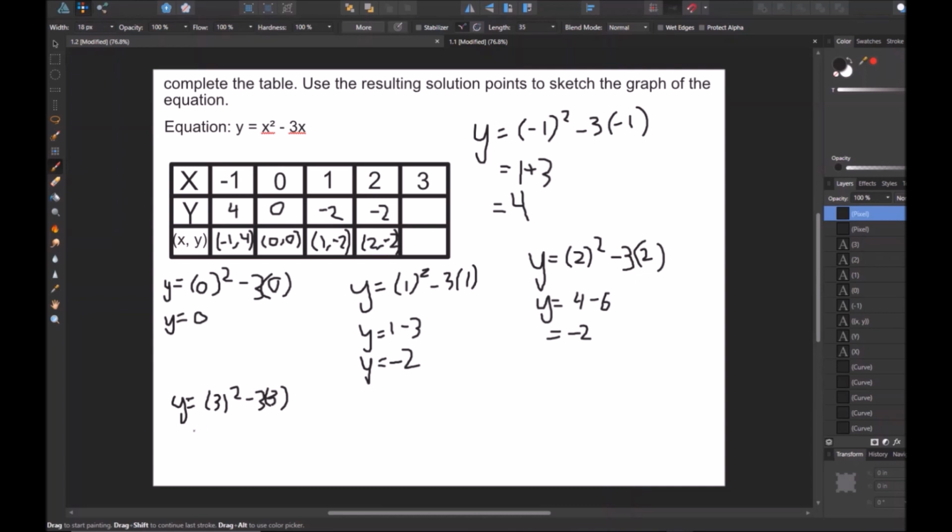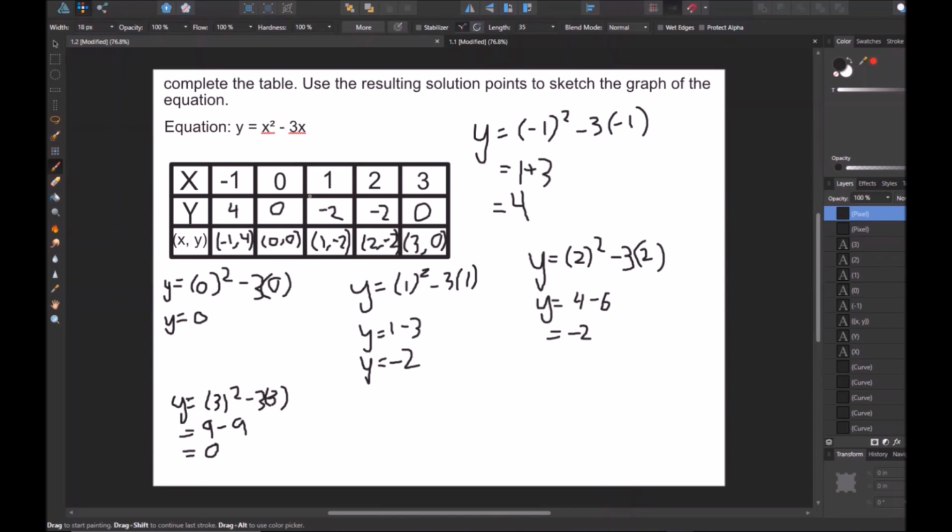Well, 3 squared is 9, and 3 times 3 is 9. So y equals 0. So then we have the point 3, 0. And again, you don't have to do this table ordinarily. You could just graph this by plugging in whatever x value you wanted and just seeing what it is.